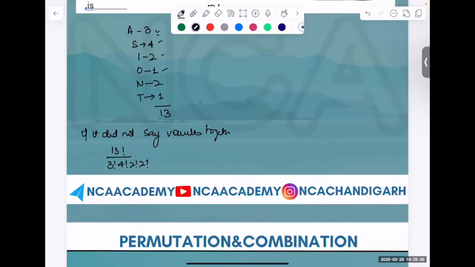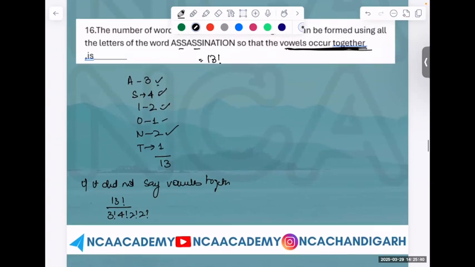Why did we do 3 factorial? Because it's repeated 3 times. By the times it's repeated, we divide by the same factorial. 4 factorial, 2 factorial, and 2 factorial. Any doubts? But it says the vowels are together. What are the vowels? A, E, I, O. So how many are these? How many are left? 7.